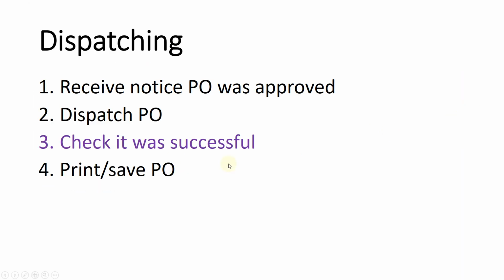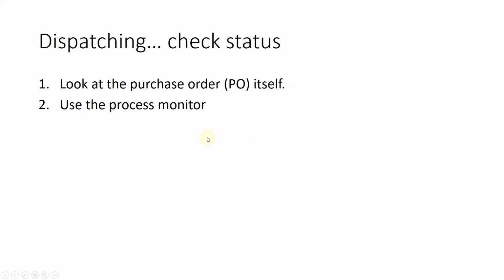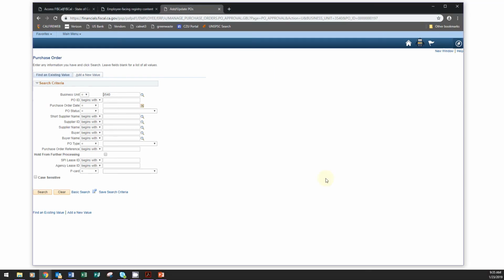So now we'll check that Fiscal did indeed dispatch your purchase order correctly. There's two ways to do it. You can go back and look at the purchase order itself, or you can use the process monitor, which is what that number you just wrote down will be used for. Method 1, look at the purchase order itself.